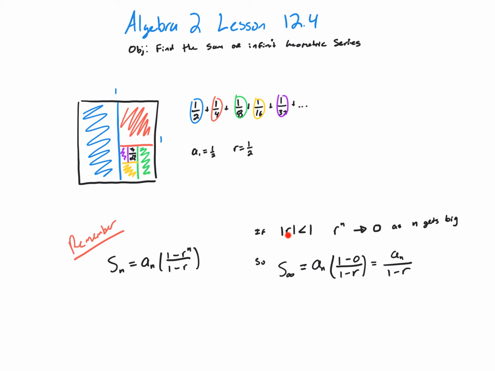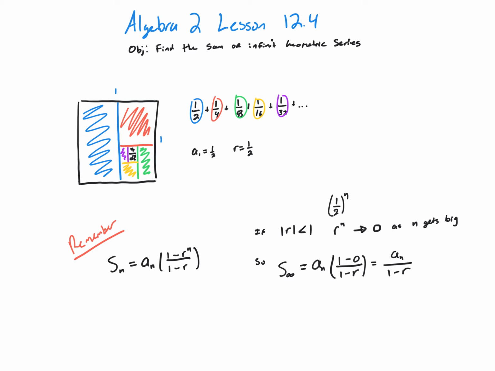If that number is between 0 and 1, then that means r to the n will approach 0 as n gets really big. What does that mean? Think about, say, 1/2 to the n. Well, if n is just 1, then this would just equal 1/2. If this is 2, it'd be 1/4. If it was 3, it'd be 1/8. If it was 4, it'd be 1/16. So notice as n gets bigger and bigger, this number is going to get smaller and smaller and smaller. In fact, in mathematical terms, we say it approaches 0 as n gets really big.